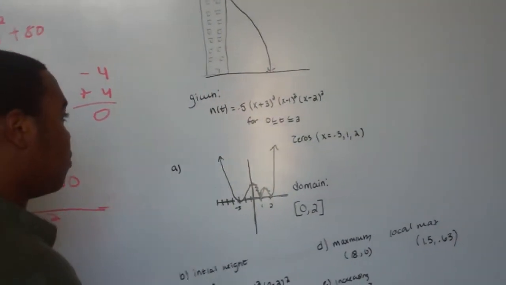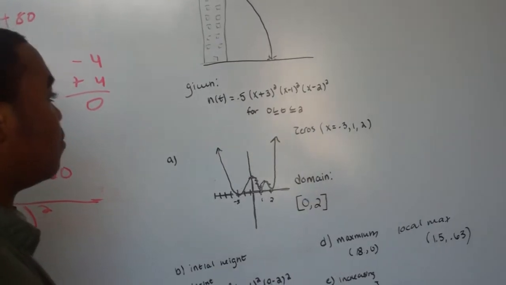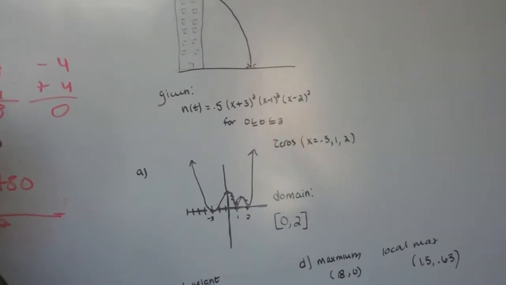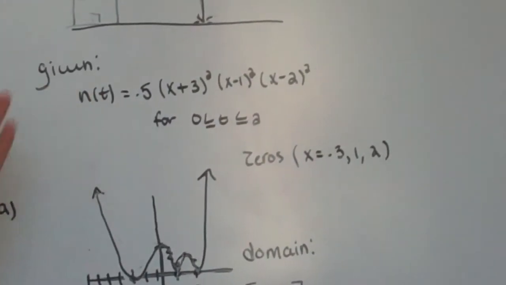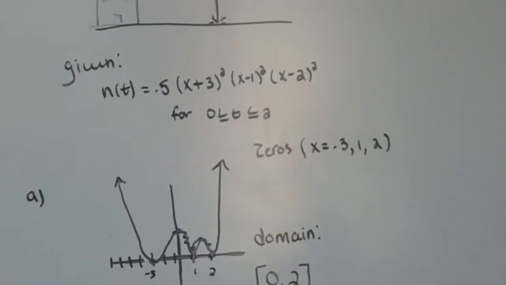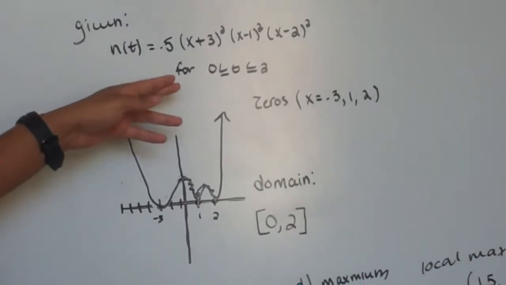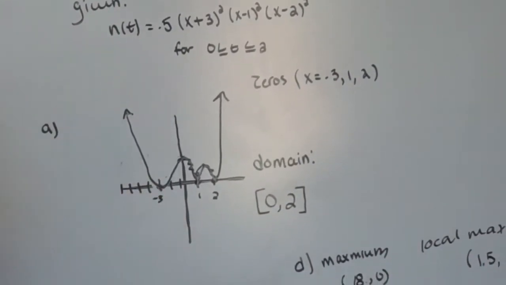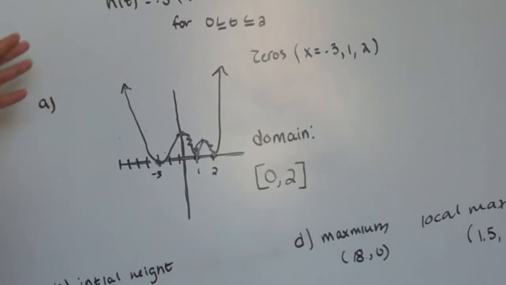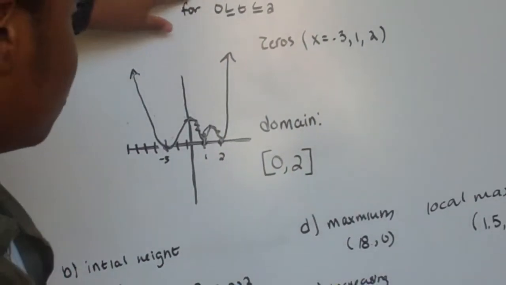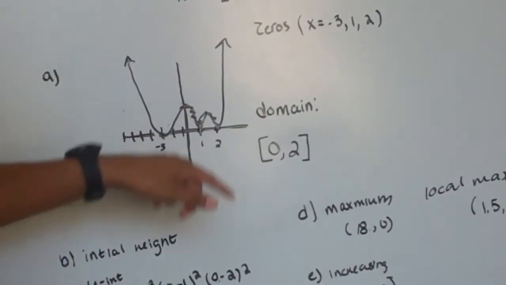Okay, you're given the function of height equals 0.5 (x + 3)^2 (x - 1)^2 (x - 2)^2. So the first question asks to make a sketch of the graph of the given domain. Since you're given your zeros, you can sketch your zeros in. And you know that you have an even multiplicity, so you know that you will bounce.